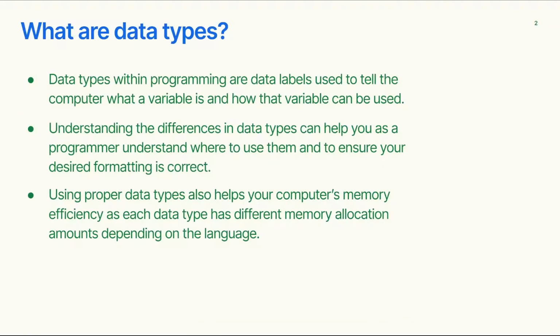What are data types? Data types within programming are data labels used to tell the computer what a variable is and how that variable can be used. Understanding the differences in data types can help you as a programmer understand where to use them and to ensure that your desired formatting is correct. Using proper data types also helps your computer's memory efficiency, as each data type has a different memory allocation amount depending on the language.